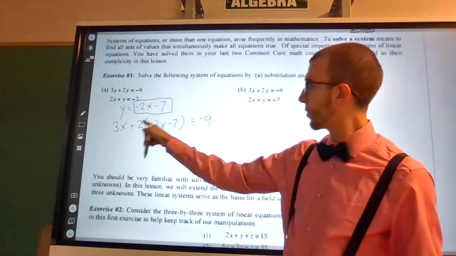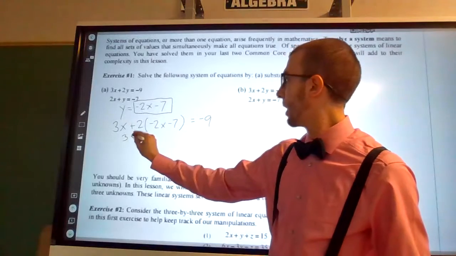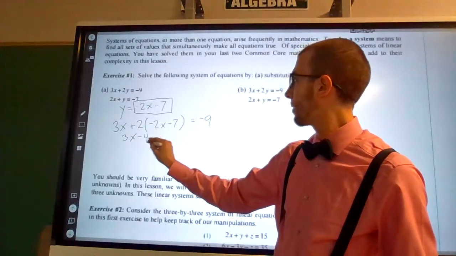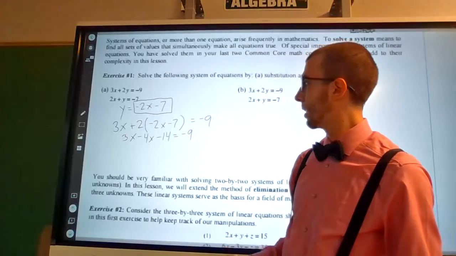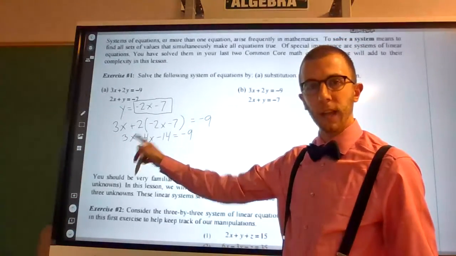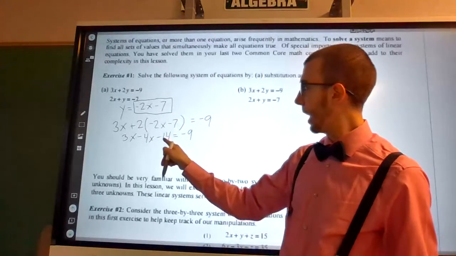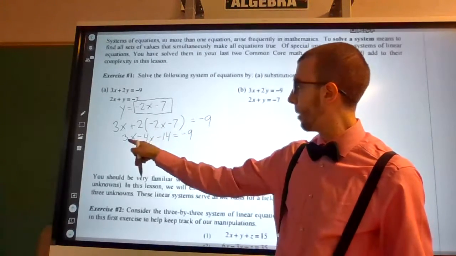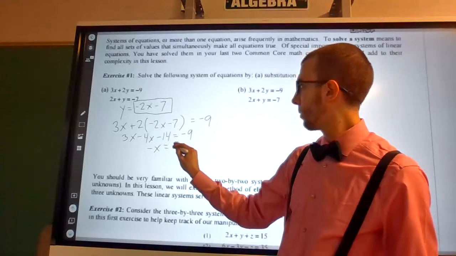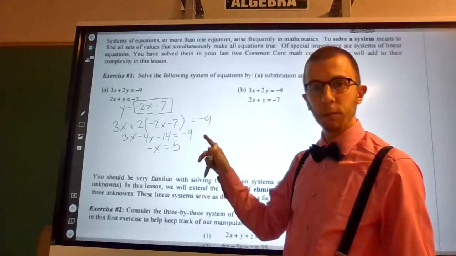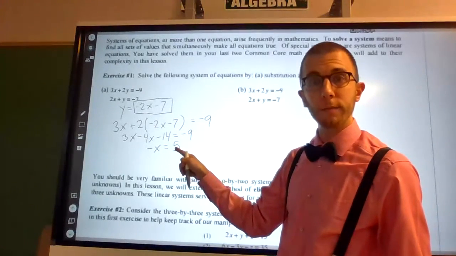All right, now I want to distribute this too, combine my like terms. 3x minus 4x minus 14 equals -9. Okay, so I want my x's on the left and my numbers, my constant, on the right. So I'm going to add 14 to both sides and combine these here. So I get -x equals +5, because -9 plus 14 is 5.